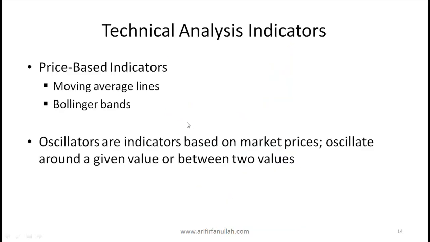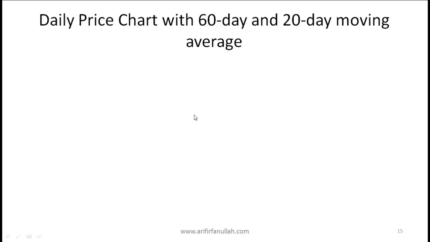Technical analysis indicators. We have price-based indicators such as moving average lines and Bollinger Bands, and we have oscillators, which are indicators based on market prices. They oscillate around a given value or between two values. Let's talk about price-based indicators in a little more detail. One type is a daily price chart with a 60-day and 20-day moving average, or you might also have 30-day or another number of days in your moving average.